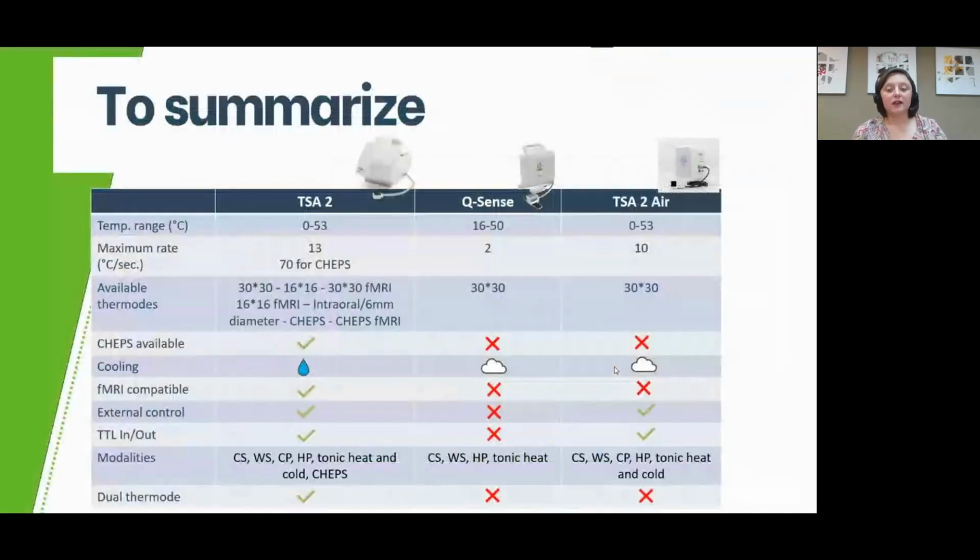So now we summarize, and here you have all the technical details and technical parameters of the three devices. You have the comparison of their temperature range, the rate, and possible thermodes. We already discussed the availability of Qsens and fMRI, the dual thermode and external control, TTL in and out, and the modalities these devices cover. So it's really stuff that we already discussed, just put together in one table, so you can compare and see the differences between the three options you have to choose from.